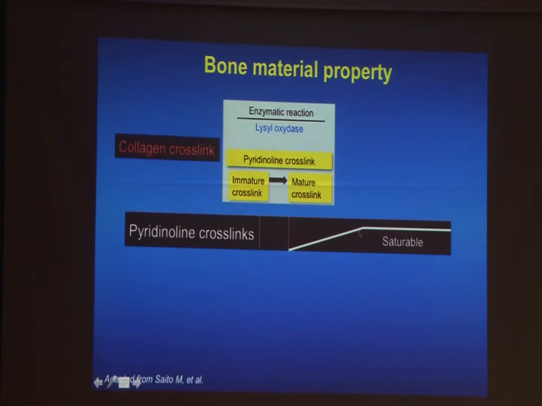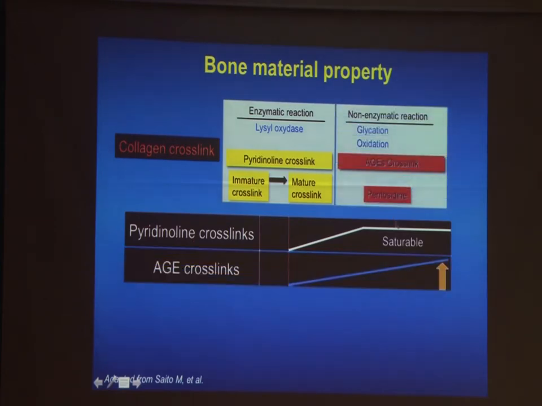That makes the collagen network which can tolerate the strength from the outside pressure. The amount of pyridinoline crosslinks is limited, so it's a saturable process. However, there are also advanced glycation end products that can accumulate at the lysine portion, formed by glycation and oxidation processes. These AGE crosslinks are not saturable, so if the turnover is reduced, they increase with time.